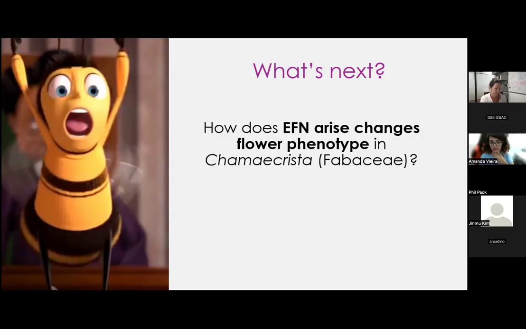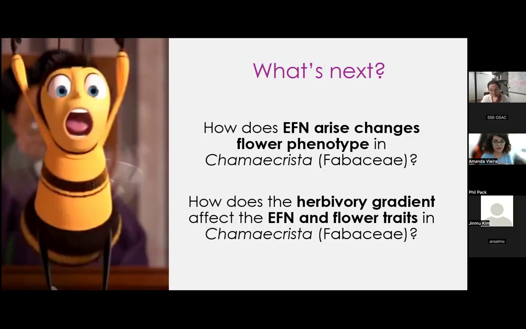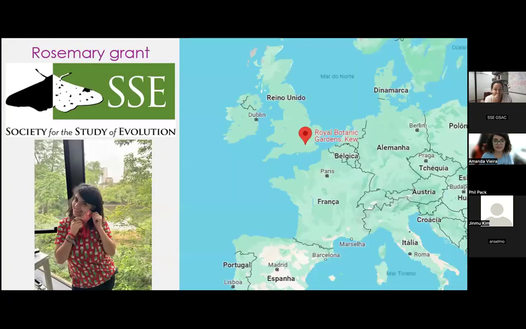So we chose Chamaecrista. The other thing was how this herbivory gradient can affect the evolution of extrafloral nectaries and flower traits, considering that in places with a high herbivory pressure, plants might invest more in protection, so they might have more extrafloral nectaries, and this could impose a higher cost on pollination. So how does this happen? These are the two questions I'm answering with the help of the Rosemary Grant award by the Society for the Study of Evolution.